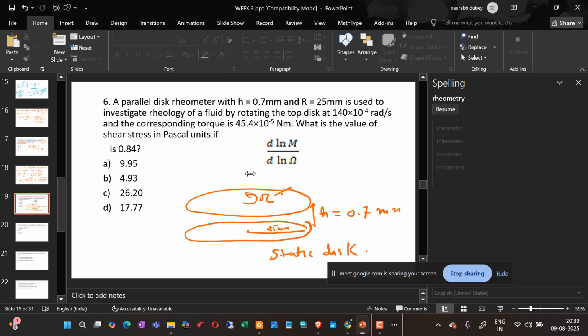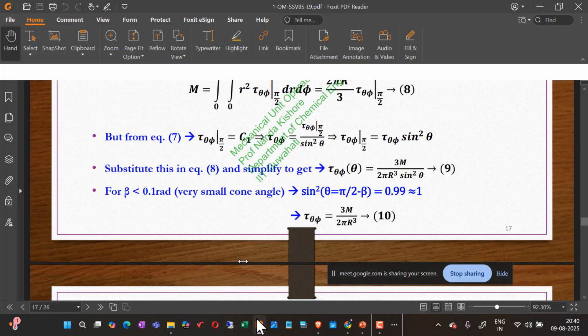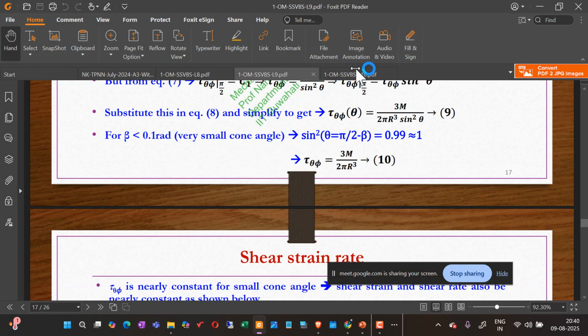And then this omega value is given as 140 into 10 to the power minus 4 radian per second. The torque value they have also given is 45.4 into 10 to the power minus 5 Newton meter, right? So you have to calculate the shear stress in Pascal units. So first just revisit very fast the same.